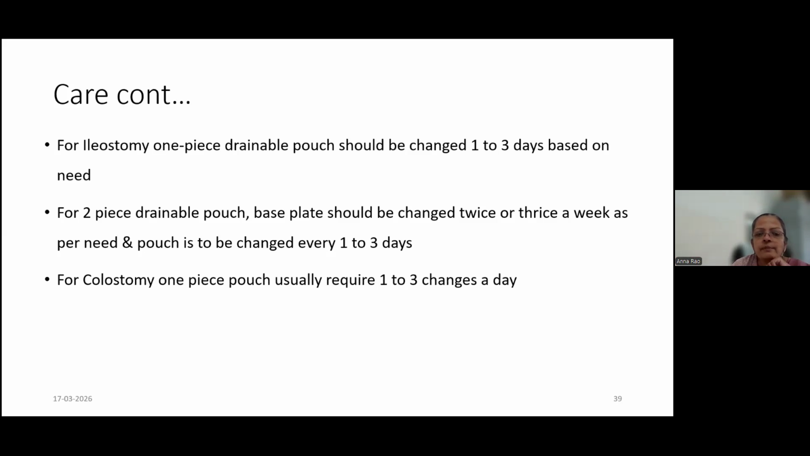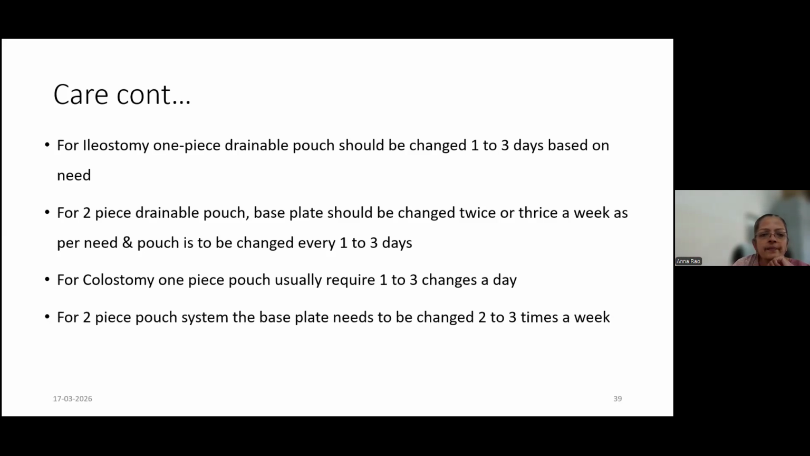For colostomy, one piece pouch usually requires 1 to 3 changes a day. And for two-piece pouch system, the base plate needs to be changed 2 to 3 times in a week for colostomy. Disposable bags can be changed every 2 to 3 days. Okay, so they should not be cleaned and dried under the sun, sorry. So that care should be taken.